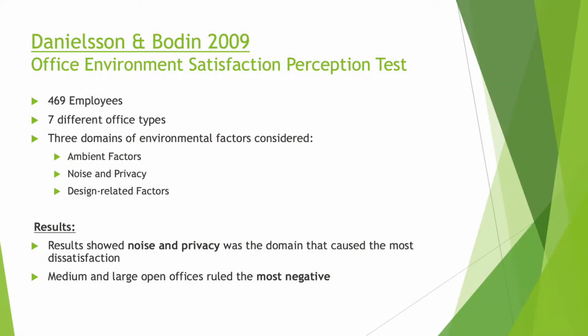Office Environment Satisfaction Perception Experiment. The Journal of the Architectural and Planning Research by Danielson and Bowden 2009 explored 469 employees' preferences to 7 different office types and rated their perception on each. 3 domains of environmental factors were considered. These included 1. Ambient factors, 2. Noise and privacy, and 3. Design-related factors, and adjustments were made for potential confounders such as age, gender, job rank, and line of business.